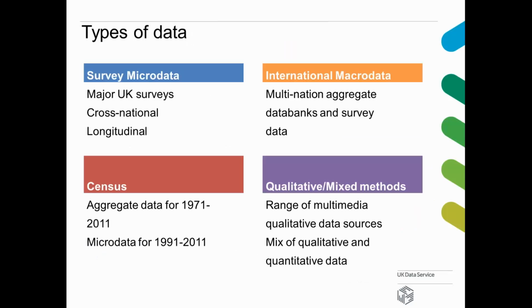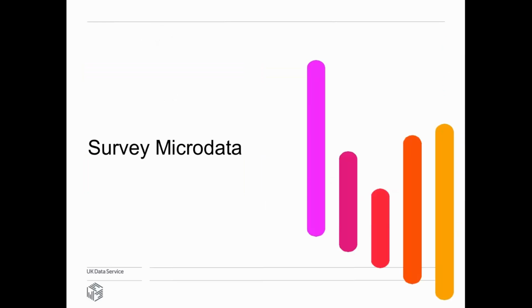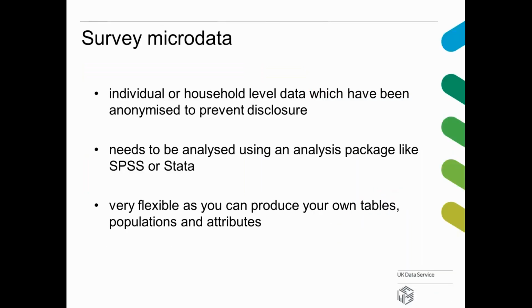Now we have just over 7,000 datasets, and new datasets are being added all the time, and they are of a number of different types. Today I'm going to focus just on the 4 key types of data, the 4 you can see on your screen. That's survey microdata, international macrodata, census data and qualitative and mixed methods. So let's start off with survey microdata.